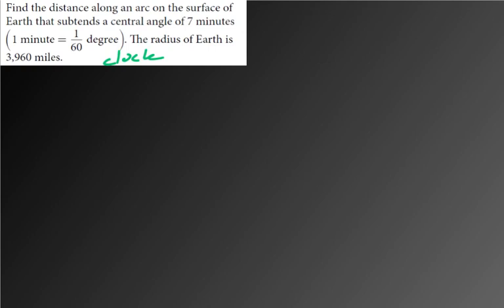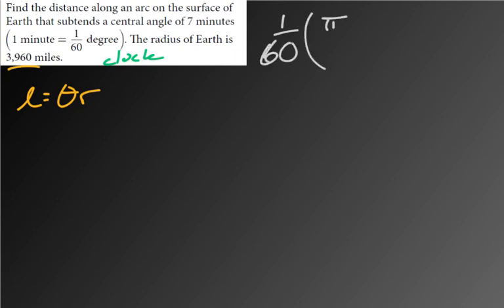The radius of Earth is 3,960 miles. I would personally use the arc length formula for radians because it's so much quicker. You could do it in degrees and you're going to get the same thing, but I'm going to use arc length equals theta times r. We know r right there. We need to convert the 1/60th of a degree to radians, so we multiply by pi over 180, which is equal to pi over 10,800.